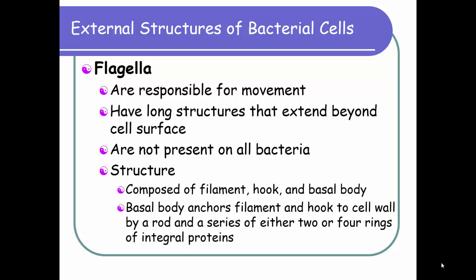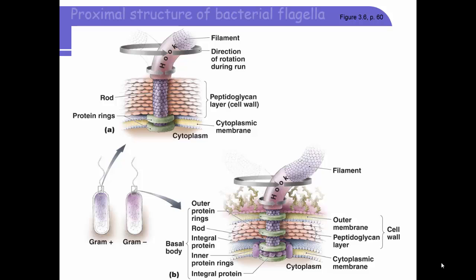The structure is composed of a filament, which actually causes the rotational, or propeller-like, movement; the hook, which provides the rotation; and the basal body that is actually connected to the cell wall and cell membrane of the bacteria. This basal body anchors the filament and the hook to the cell wall by a rod in a series of either 2 or 4 integral proteins.